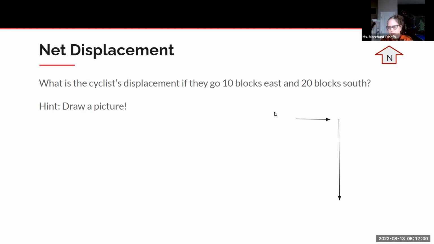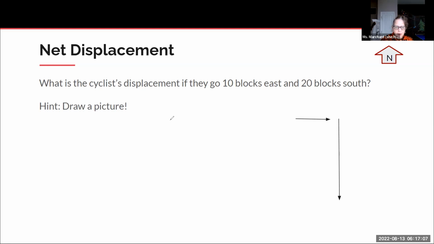That means just the starting and ending is important, not the path. So if this question asks, what is the cyclist's distance, then you could say it was 30 blocks, because that is the path that was gone on. But the displacement only cares about that start point and end point. So what could we use here to connect those dots?